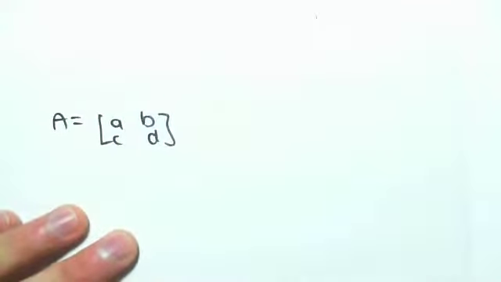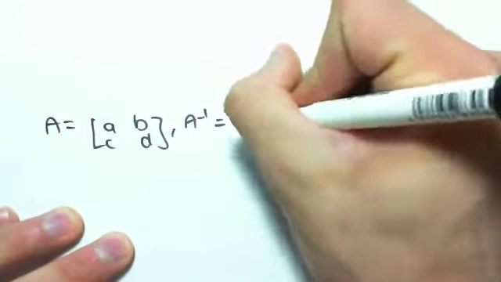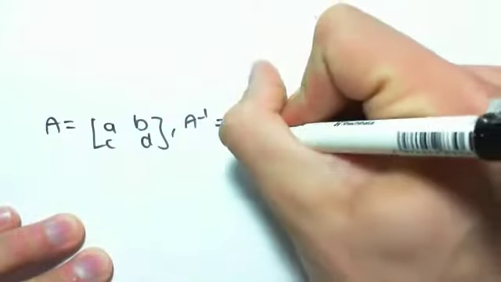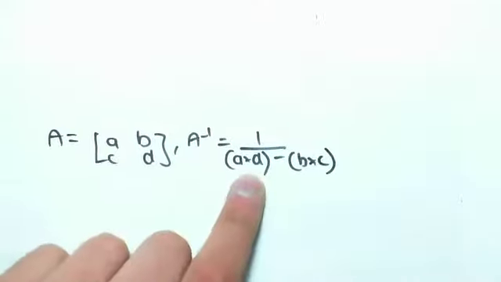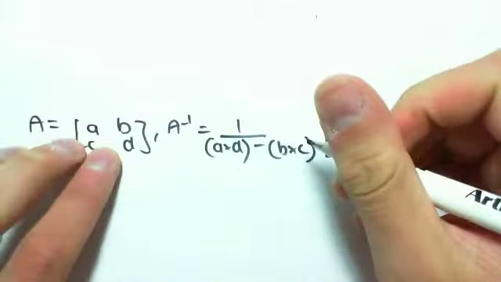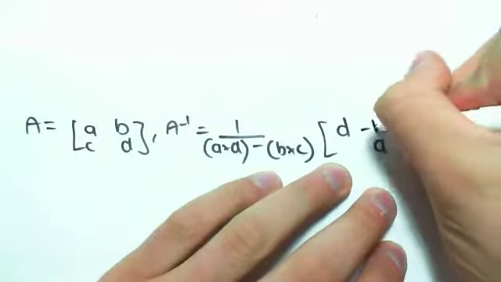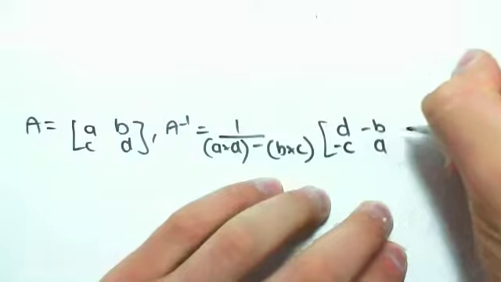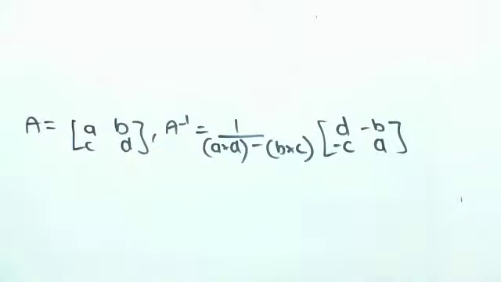So just a reminder of how we do inverses. If we had a matrix A which equaled a, b, c, d, for example, for a 2 by 2 matrix, the inverse is equal to 1 on the determinant, and the determinant is a times d minus b times c. So that's the determinant of A. Outside of that, you swap the a and d around, so that becomes d and a, and pop a minus sign out front of b and c. So that would be the formula for the inverse of A for a 2 by 2 matrix.